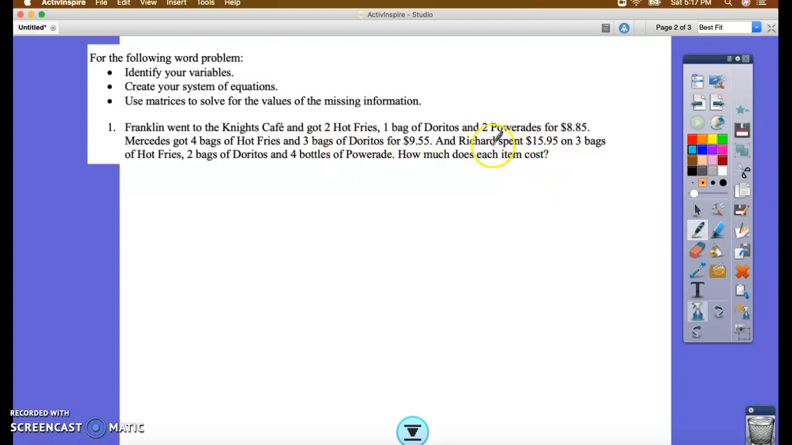So we're actually going to start at the very end here. How much does each item cost? The question actually helps you in determining what your variables are going to be. So we're talking about these items, and there's 3 of them. Hot fries, Doritos, and Powerades. So since I have 3 items, I need 3 variables. I'm just going to pick X, Y, and Z. Honestly, you can pick anything you want to, but I'm going to pick X, Y, and Z because they use those a lot. So X is going to be hot fries for me.